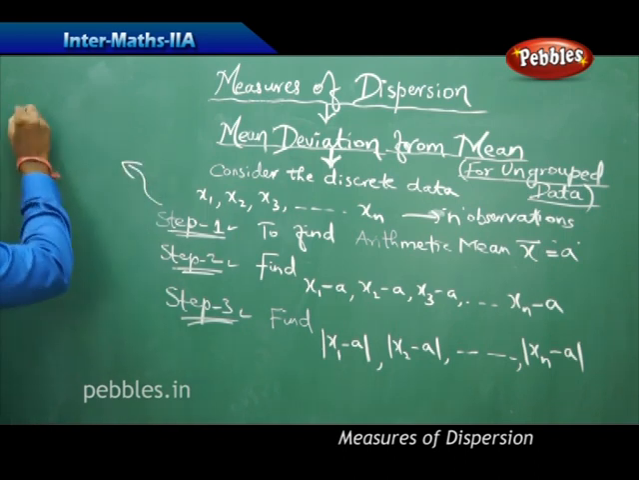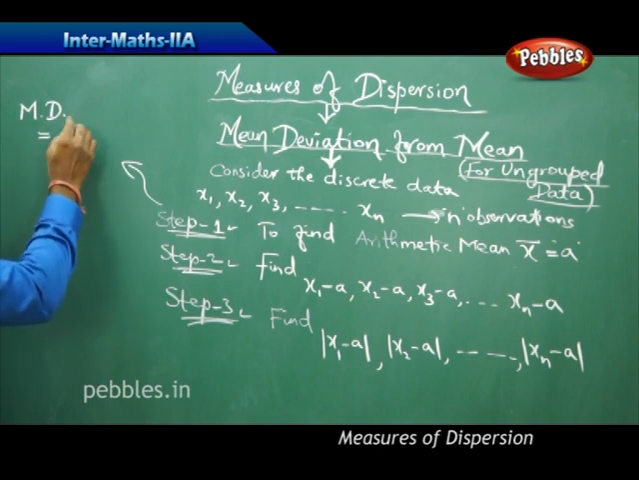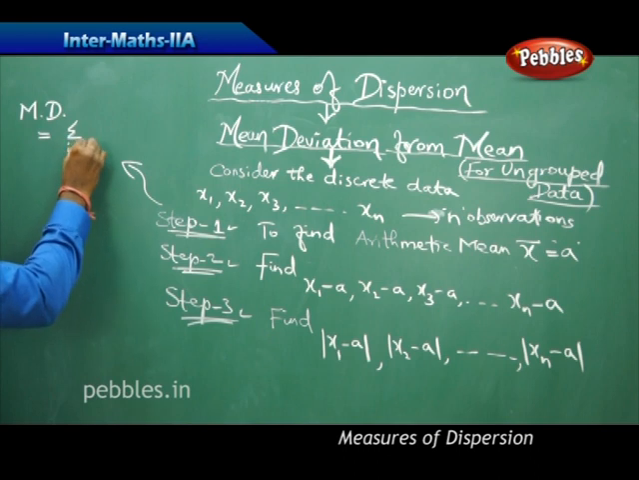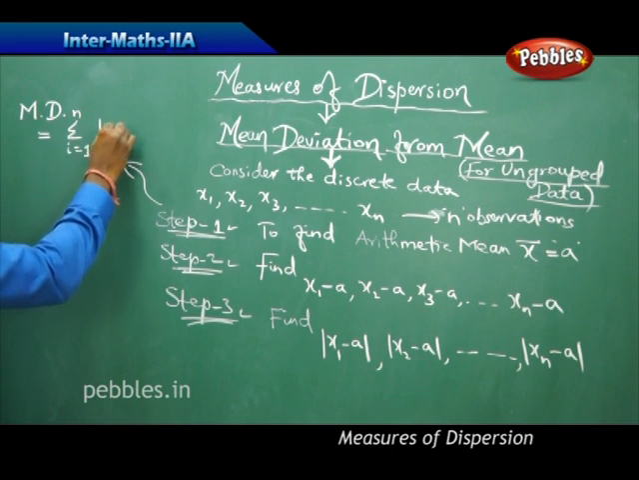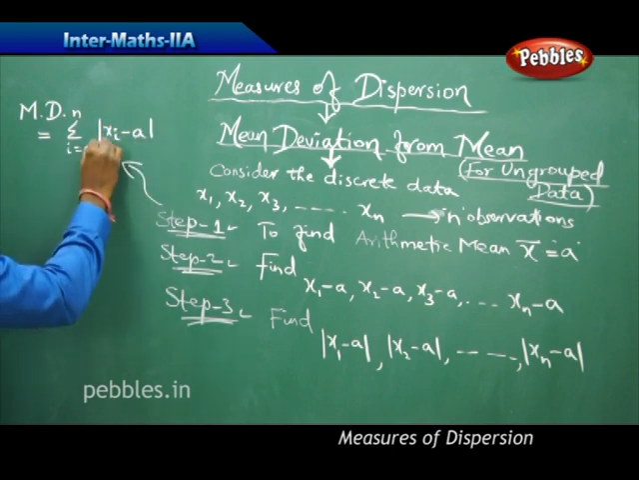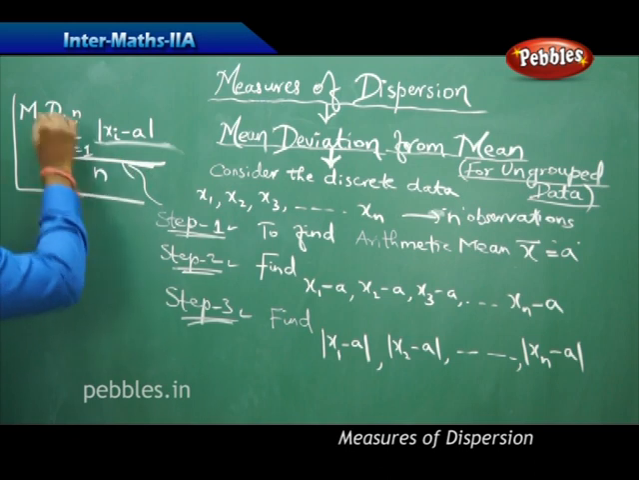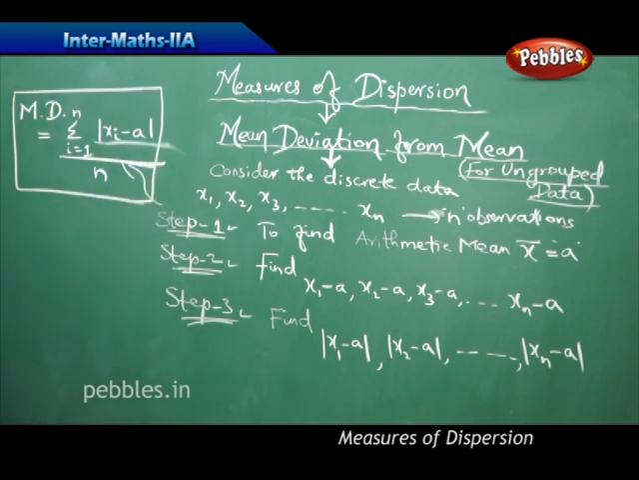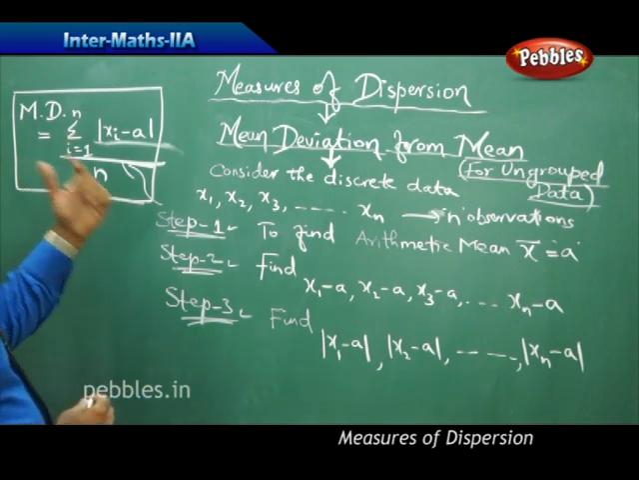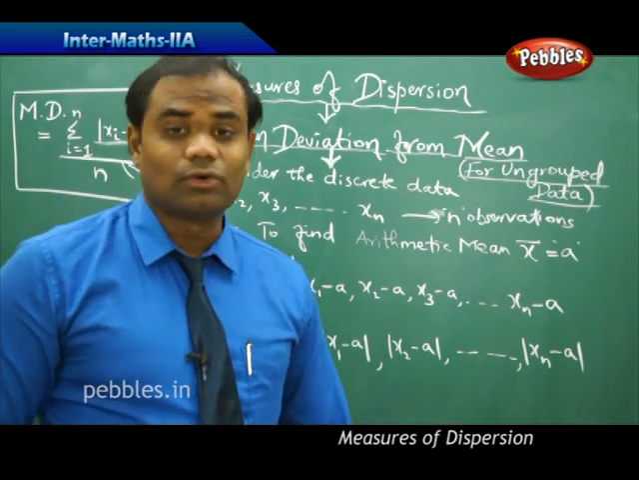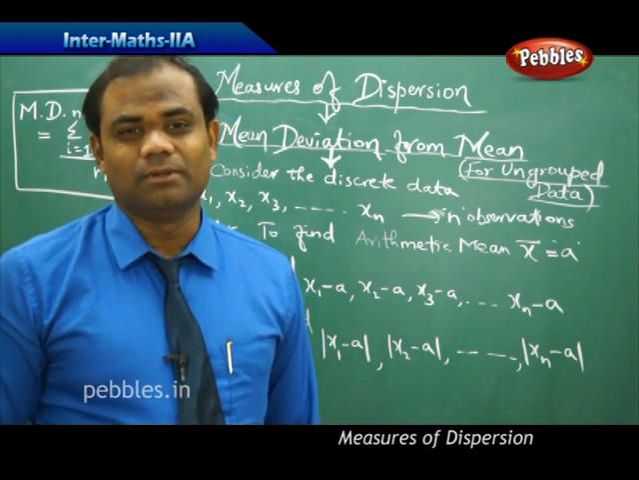Therefore, the mean deviation, denoted by MD as a shortcut, is given by sigma, the sum with i running from 1 to n, of mod xi minus A, whole divided by n. So mean deviation is defined as sigma i running from 1 to n mod xi minus A, whole by n. Using this, we get the mean deviation for ungrouped data. Let's take one example problem to understand this.